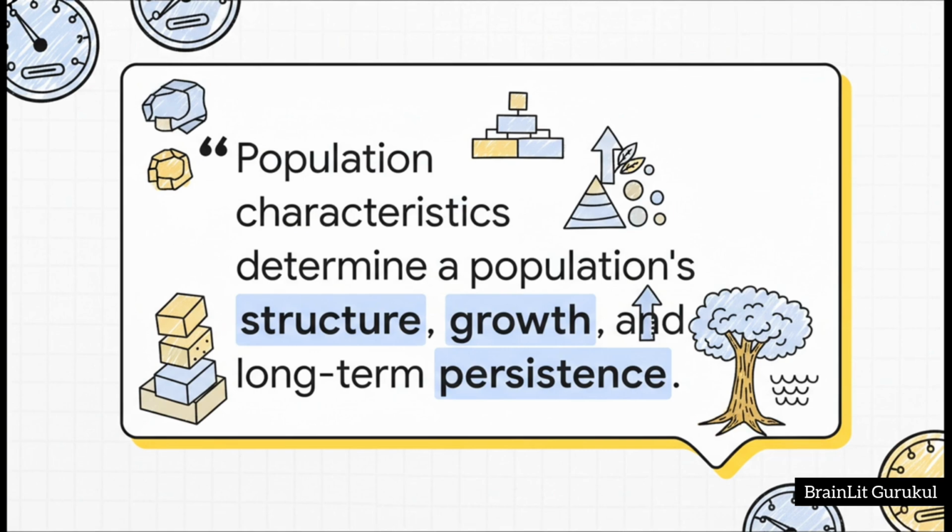These 4 vital signs: density, natality, mortality, and sex ratio, they aren't just a bunch of abstract numbers. They are the tools that, when you put them all together, tell the entire story of a population: its structure, its growth, and its chances of sticking around for the long haul.